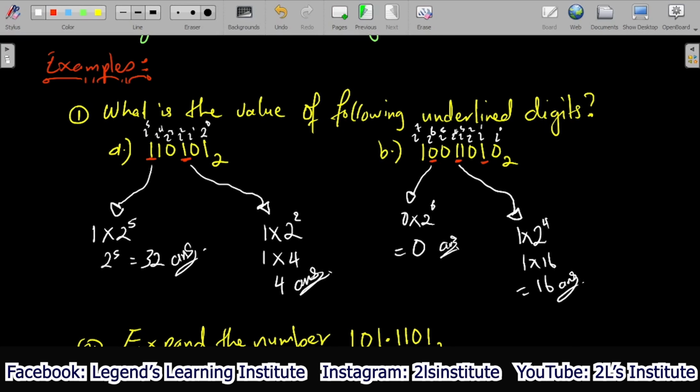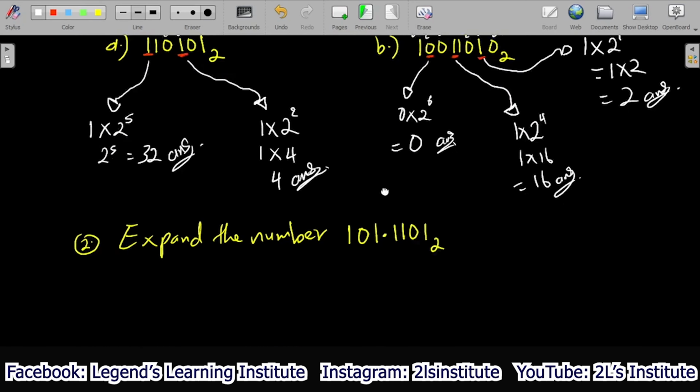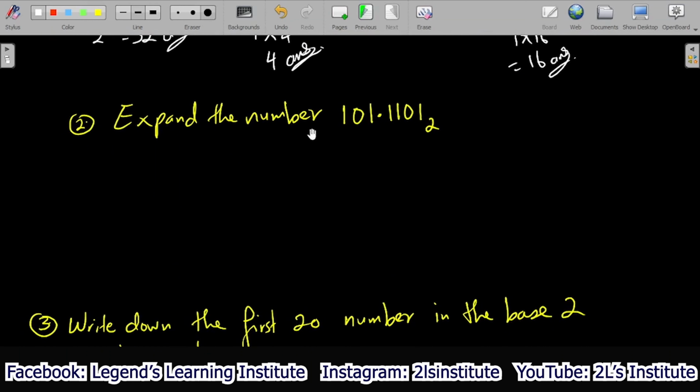And then the final one we have to find the value of is this one, right? So we say the face value is 1, the place value is 2 to the power of 1, and 1 times 2 to the power of 1 is equal to 1 times 2, because any number raised to the power of 1 is the number itself, so we get 1 times 2, which is equal to 2. That's the answer there.